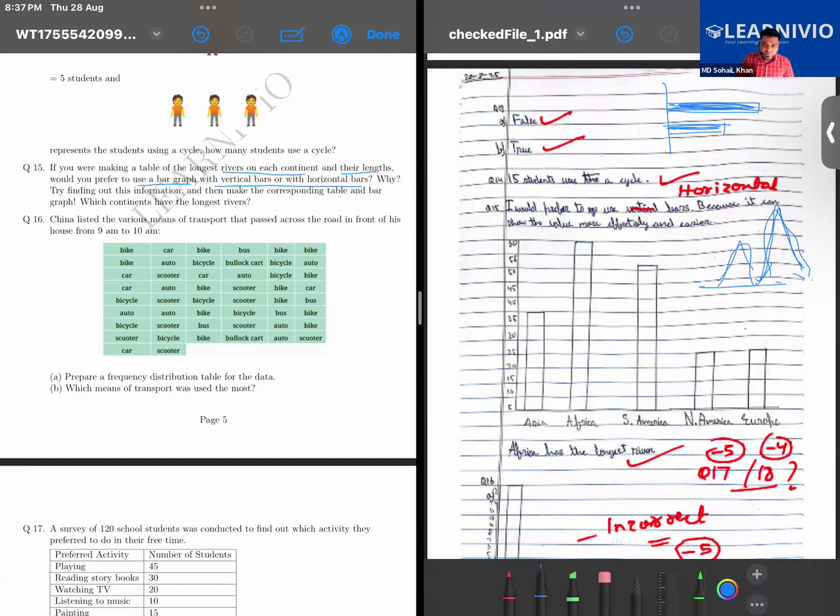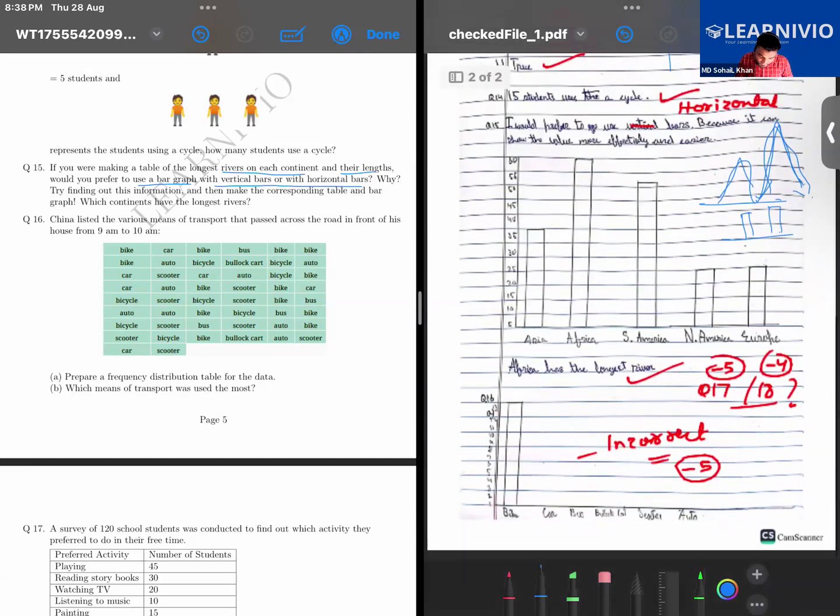So in order to represent anything that is lying vertically above the ground, it will be better to represent them with vertical bars like this. Getting it? But if there's anything that is flat and parallel to the ground, it will be better to use horizontal bars. That's why you must have been deducted marks in this one.